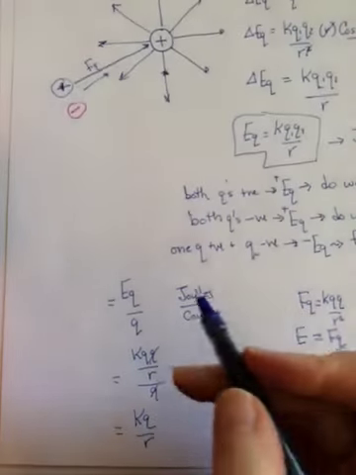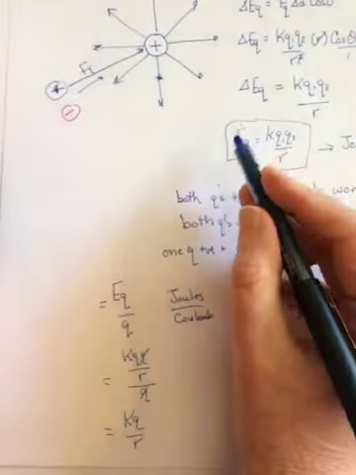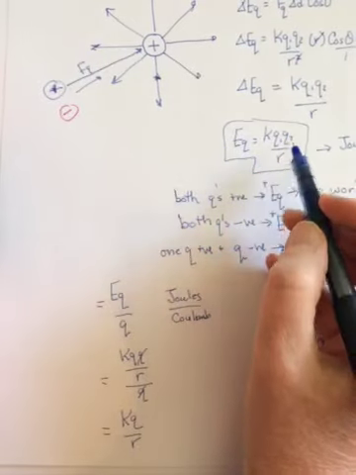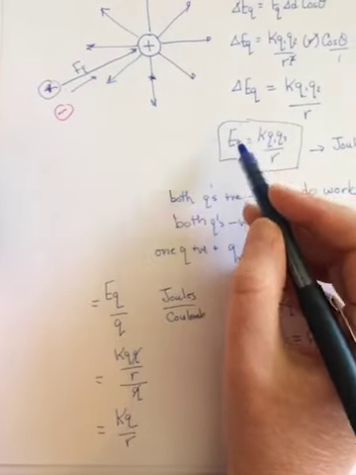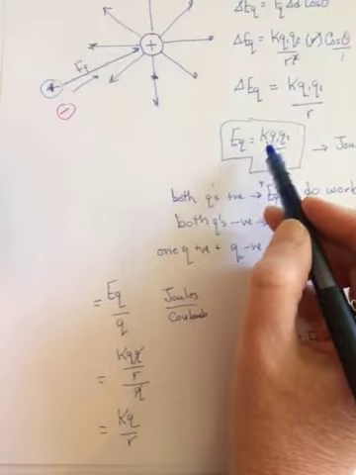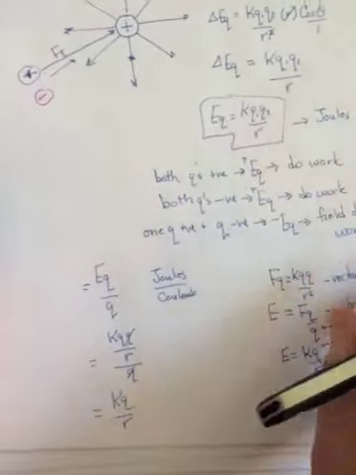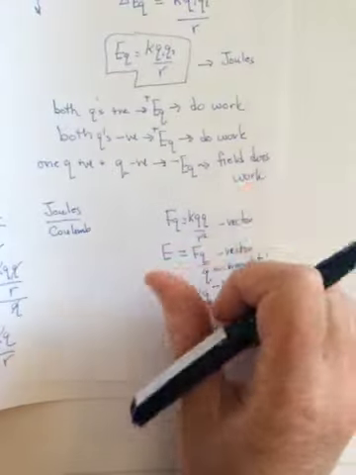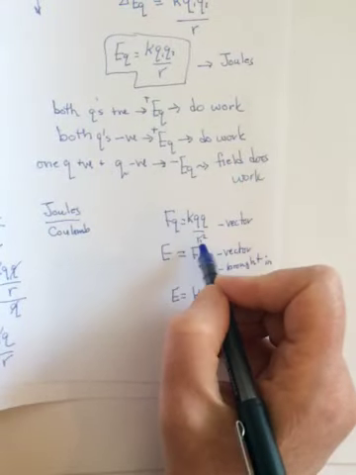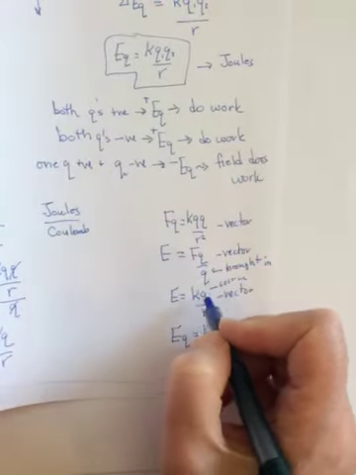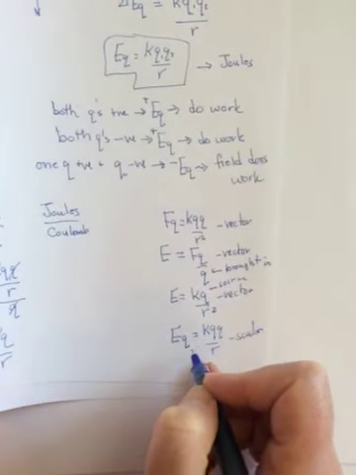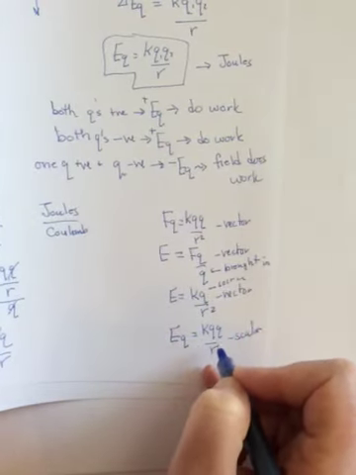Okay, so where the last video ended, we had found our equation for electric potential energy, which is a scalar, and it's measured in joules, and it's equal to KQQ over R. So if you look at our equations, our force is KQQ over R squared, our field is KQ over R squared, and now our energy is KQQ over R.